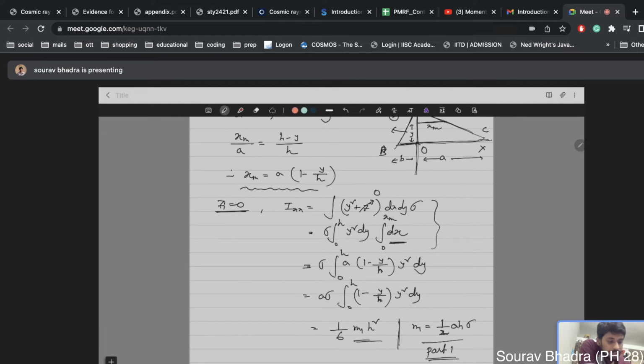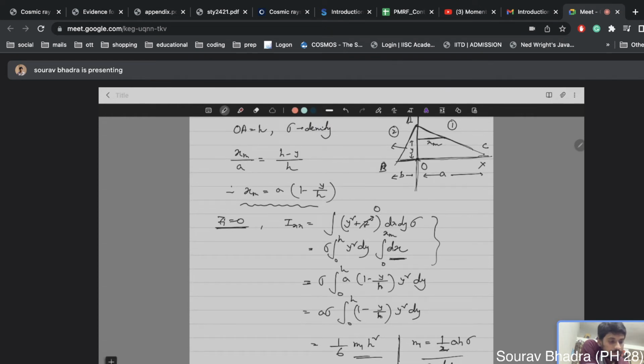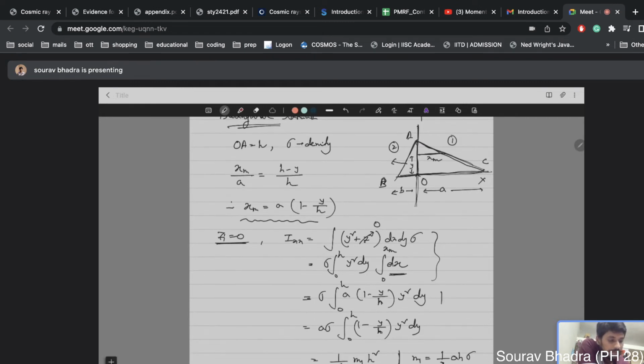So we are getting that 1/6 m1 h square, where m1 is the mass of the part 1, which was half a h sigma. Because the area of a triangle, this part 1 triangle, has an area of half into a into h, where a is the base and h is the height. So a is the base of the part 1. That's why half a h times sigma, the density per area, will give you the mass of that particular portion.